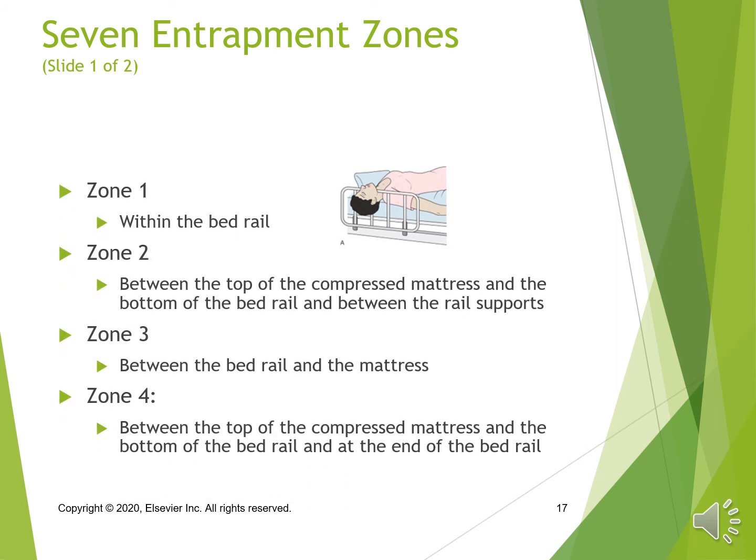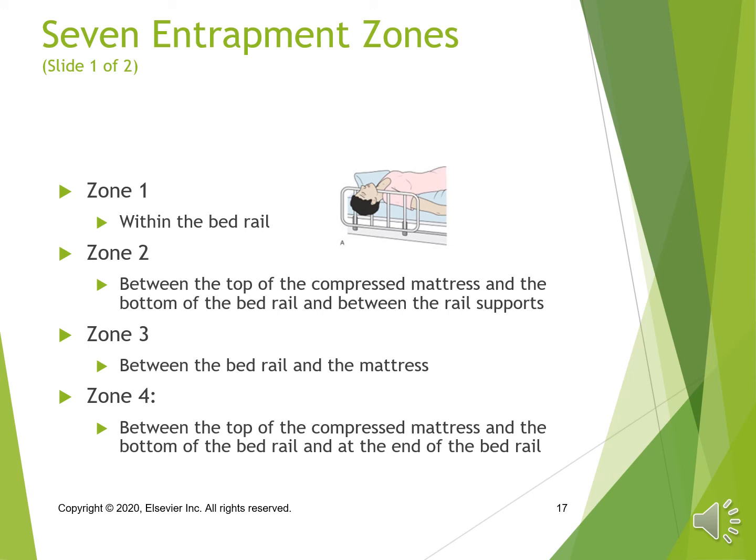In zone 1, within the bed rail, that is when they are within the bed rail. That's zone 1. Zone 2 is between the top of the compressed mattress and the bottom of the bed rail and between the rail supports. Zone 3 is between the bed rail and the mattress. You have the figures that you can see with this. They are figures 16-10 and 16-11. You can see the different entrapments for each zone.